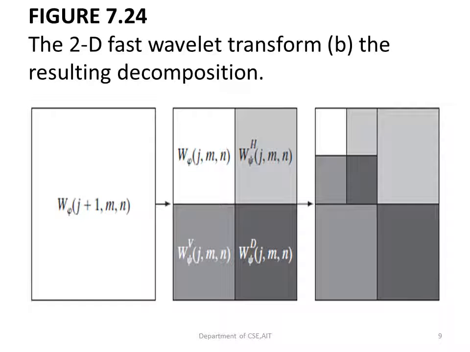So all these functions make up the two-dimensional fast wavelet transform. This picture illustrates the decomposition of the function W phi. So W phi of j plus 1 consists of the approximation at j as well as the horizontal, vertical and diagonal details, whereas W phi of j in turn consists of the components at j minus 1. So like this, the figure shows the two-dimensional fast wavelet transform decomposition.